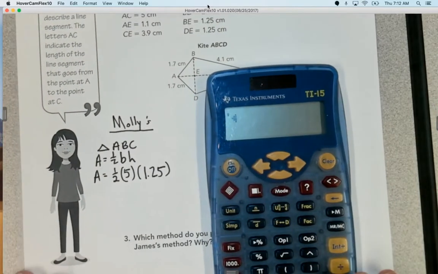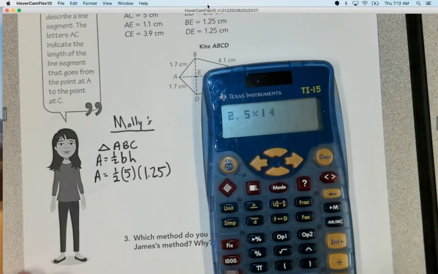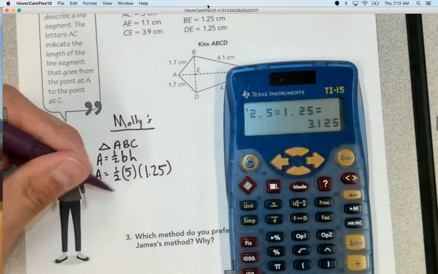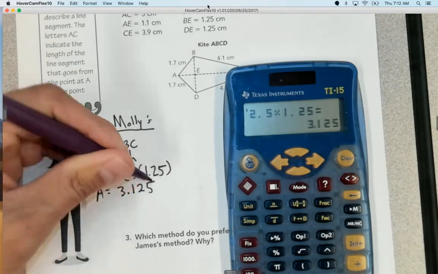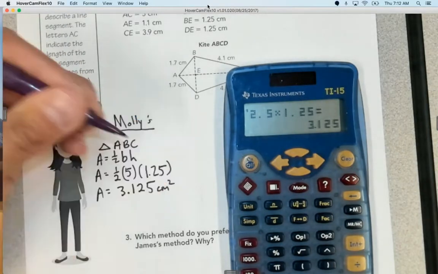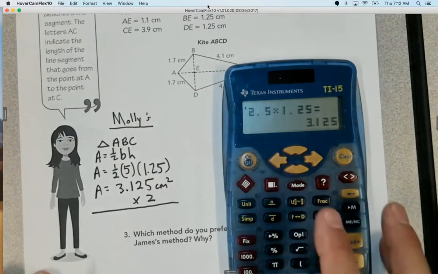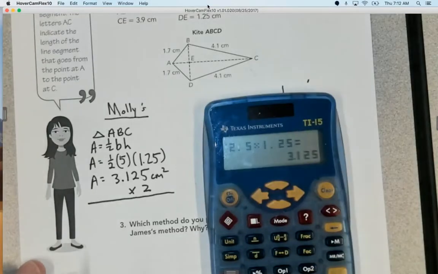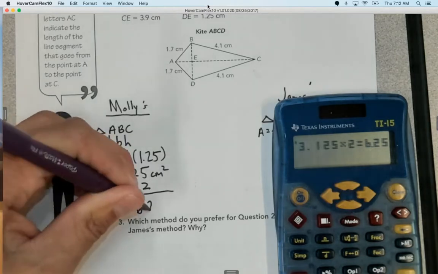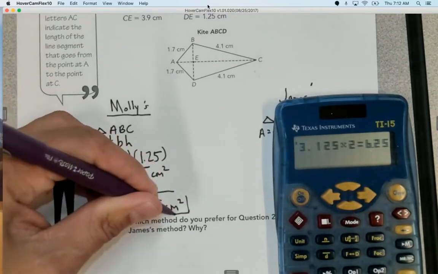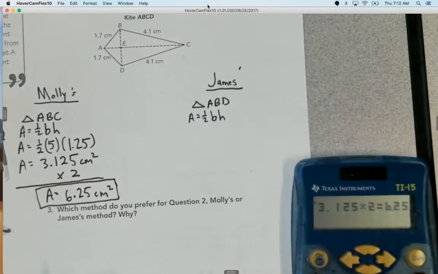Okay. Now, use my calculator for sure. I could take 5 and divide it by 2. That's the same as multiplying 5 by 1/2. I could then multiply that by 1.25, and then that's going to equal the area of the top part. Now, all I got to do is multiply that by 2 because the other triangle, the bottom triangle, is exactly congruent to the top triangle. And so I multiply that by 2, and I get an area of the kite of 6.25 centimeters squared. Okay? And so, boom, found the area of the one triangle. Then I can just double it because the other triangle is congruent to it.